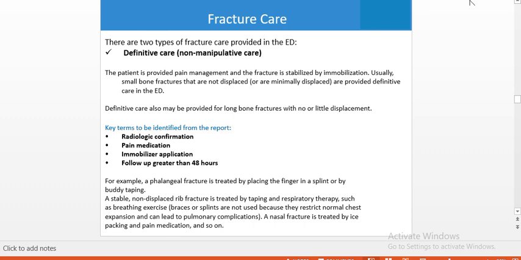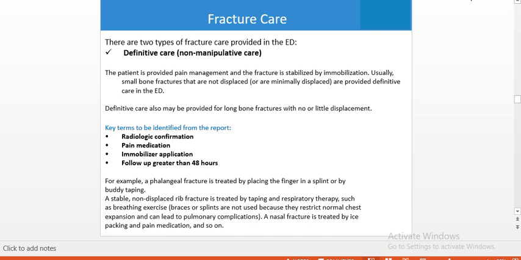So for these small fractures, he will use immobilization using splints. So in the ED, two types of fractures we will treat. If it is a small fracture, the physician will do the immobilization. If it is a long bone fracture, he will do definitive care, meaning complete final treatment. So basically splints are temporary treatment and definitive care is permanent treatment. So we need to check a few key terms to be identified from the report: radiological confirmation, pain medication, immobilizer application, follow-up greater than 48 hours.